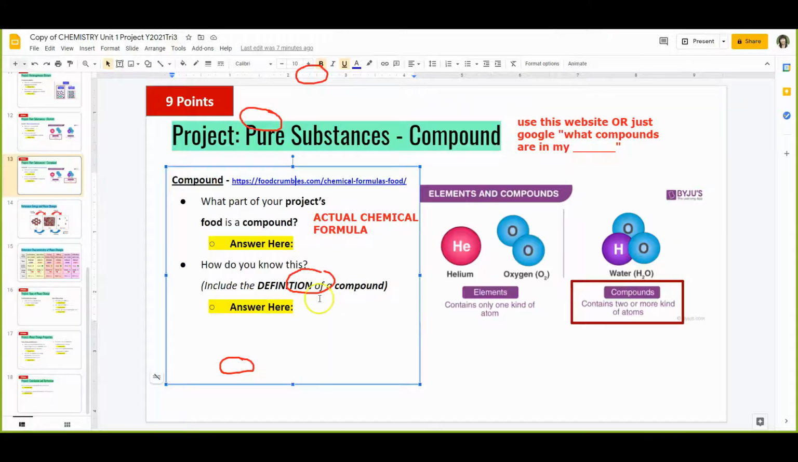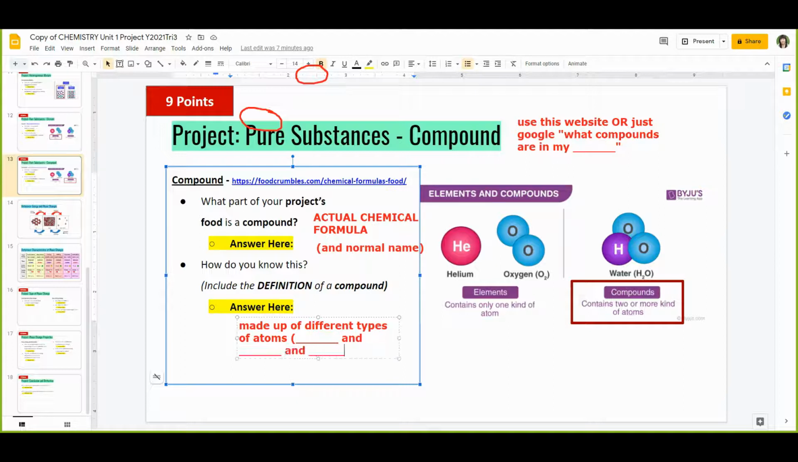So give me both what it is, the actual chemical formula and the normal name, like salt. Okay, and then you're going to explain how you know that. Again, the reason you know it's a compound is because it's made up of different types of atoms. Explain what those atoms are: this atom, and this atom, and this atom, etc. For example, water is made up of hydrogen and oxygen atoms, which are different types of atoms. That'll be your compound.